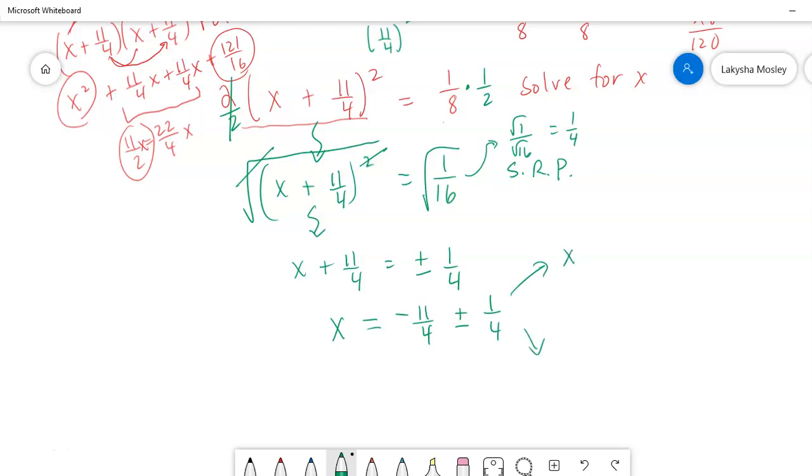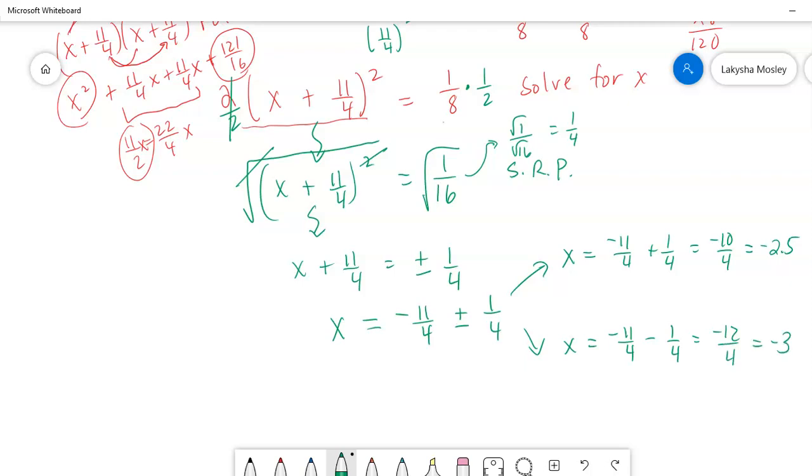Two solutions are x equals negative 11/4 plus 1/4. This is negative 10/4, which is what, guys? I think that's negative 2.5. Yep, negative 2.5. And then here, x equals negative 11/4 minus 1/4, negative 12/4, which is negative 3.